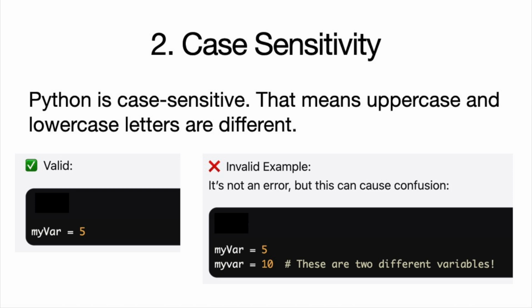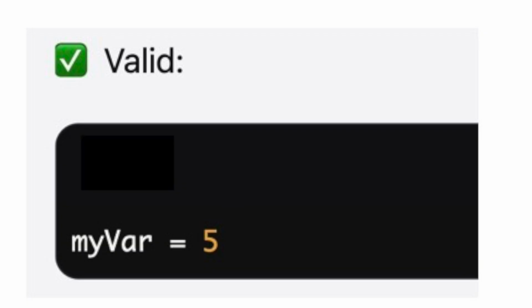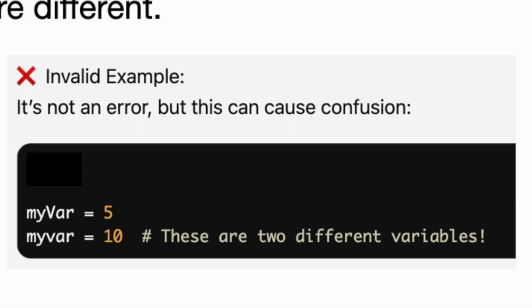2. Case sensitivity. Python is case sensitive. That means uppercase and lowercase letters are different. Valid: my_var = 5. Example: it's not an error, but this can cause confusion. myVar = 5, MyVar = 10. These are two different variables. Be careful with capital letters.